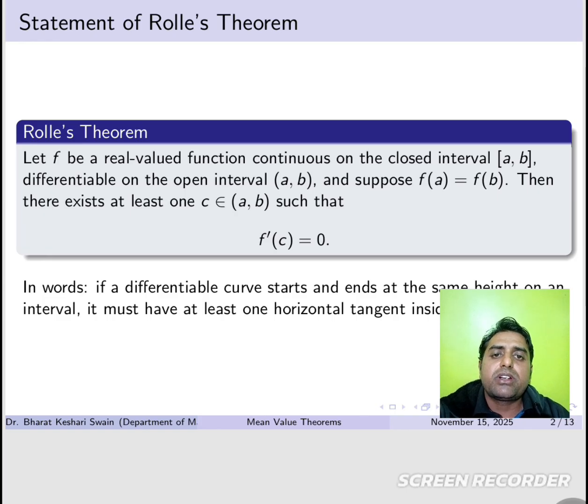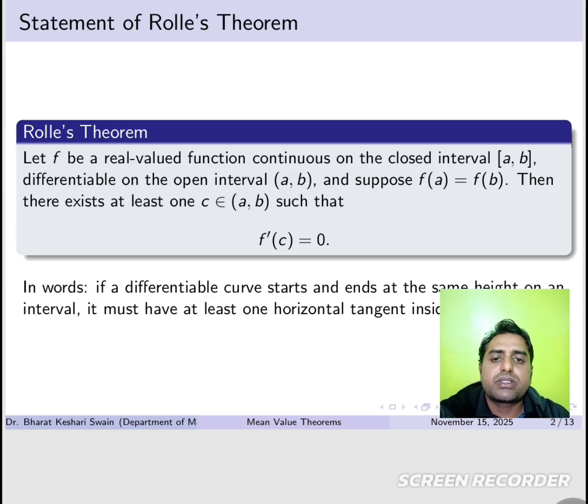So what is the statement of Rolle's theorem? Let f be a real valued function continuous on the closed interval [a, b], differentiable on the open interval (a, b), and suppose f(a) equals f(b). Then there exists at least one c belonging to (a, b) such that f'(c) equals 0.